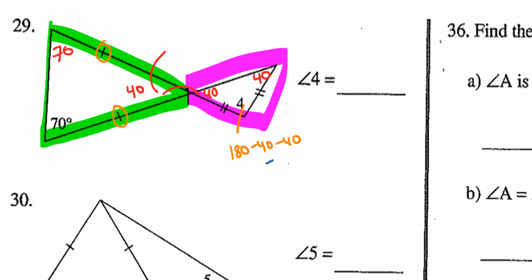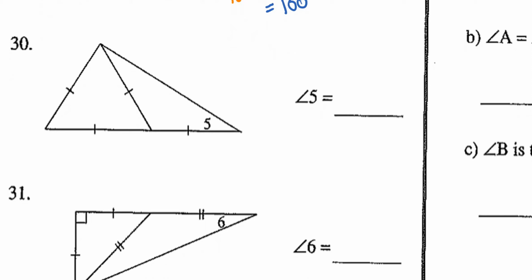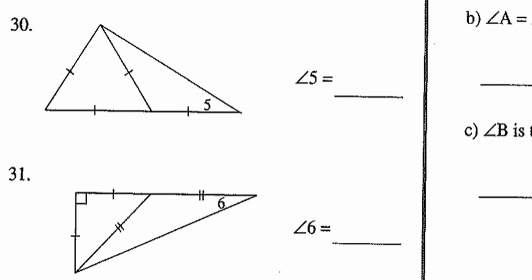And so angle number 4 is going to be 100 degrees there. Okay, so we want to call question number 30. A lot of the questions are kind of repeating in terms of the same concept here. Over here, I have an isosceles triangle, so all the angles will add up to 180, but they're all equal angles, so that's going to be 60 degrees. And then angles on a line, so those two angles add up to 180, so this will be 120.